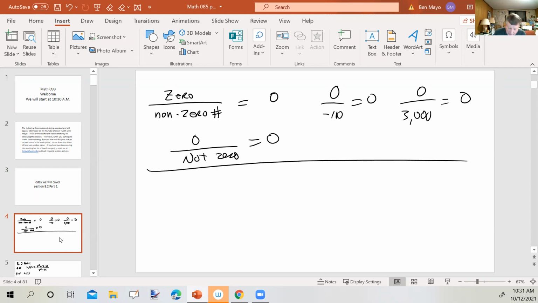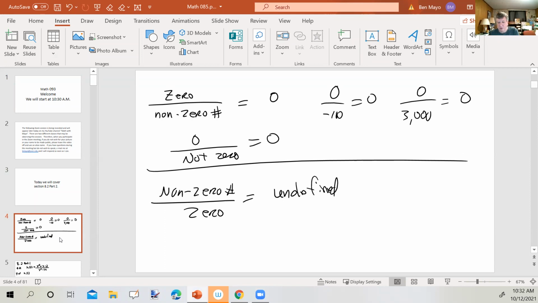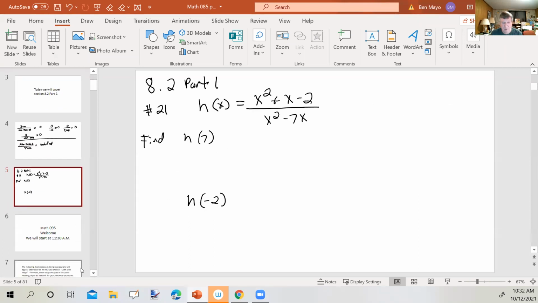Okay. Secondly, if you have a non-zero number divided by 0, that is undefined. Okay. There's a t-shirt that says it's all fun and games till you divide by 0. Anyway, dividing by 0 is undefined. 0 divided by a non-zero number equals 0. I bring this up because in the examples we're going to look at here, these two answers come up.